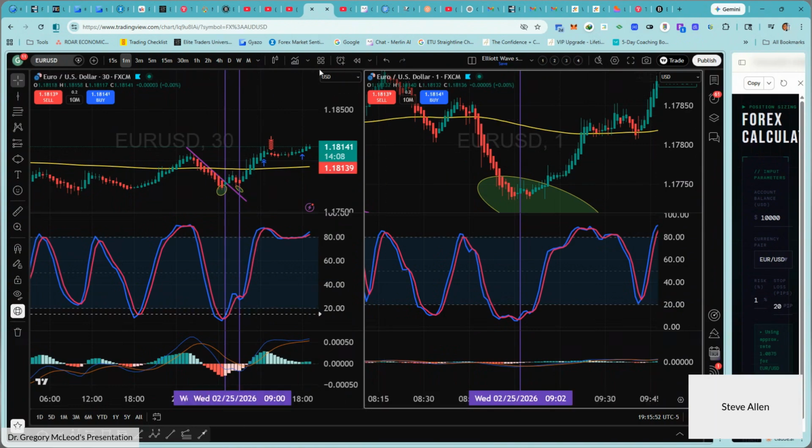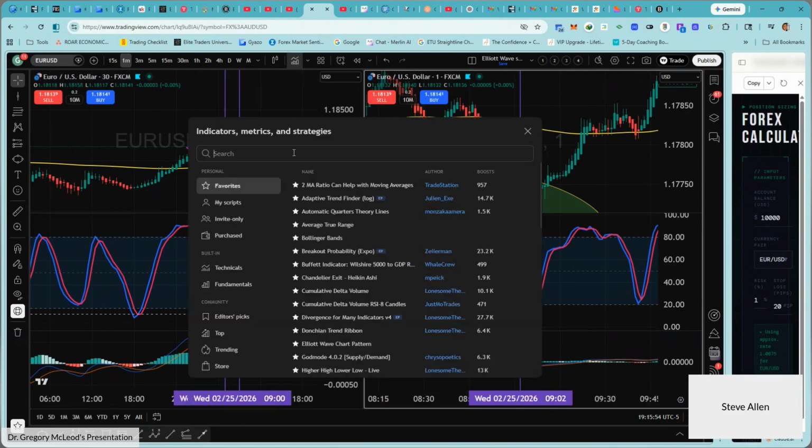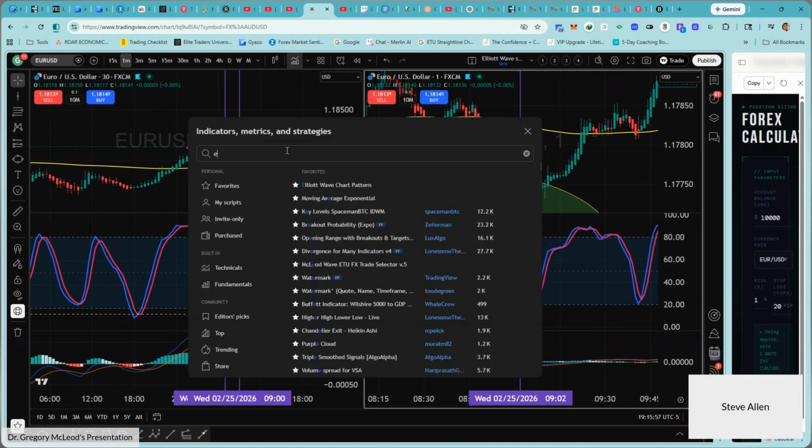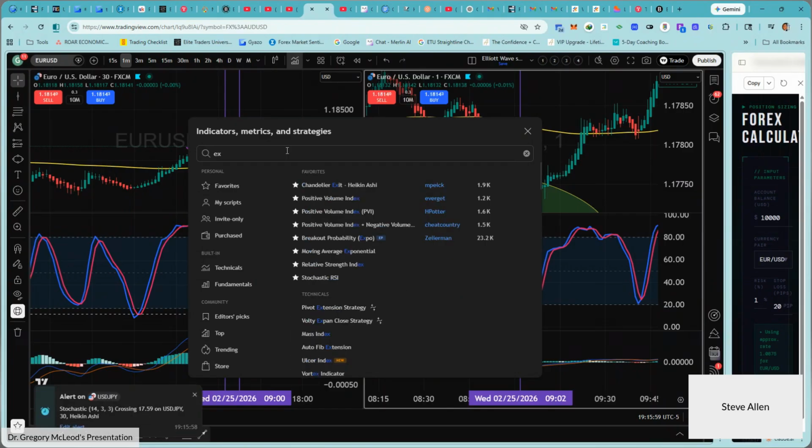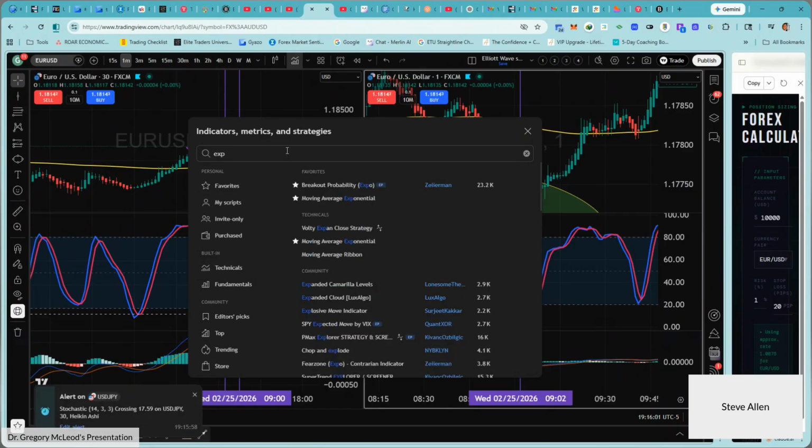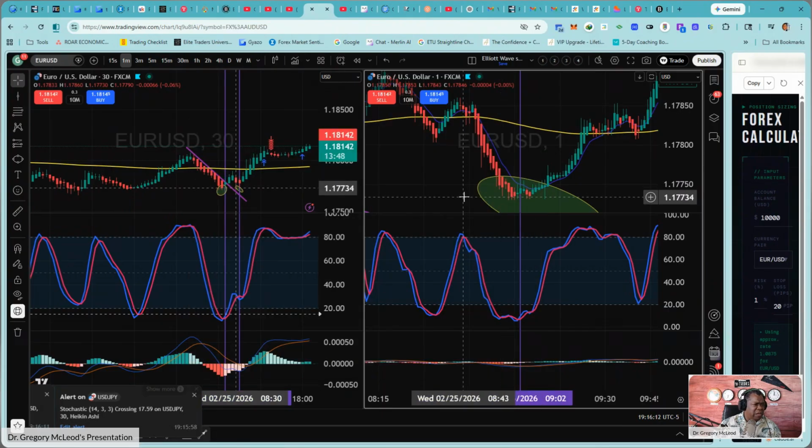Now, when you saw that stochastic crossing up there, what do you start paying attention to, a possible reversal, or how would you look at that? Well, I'm in trend, right? Let me add one more. All right.